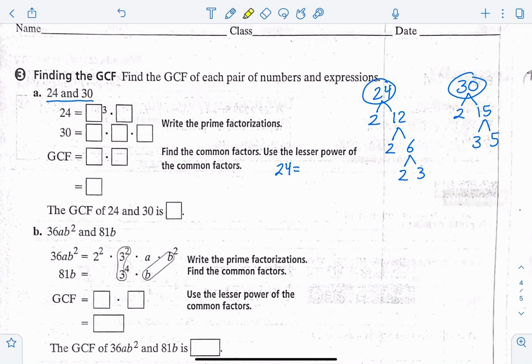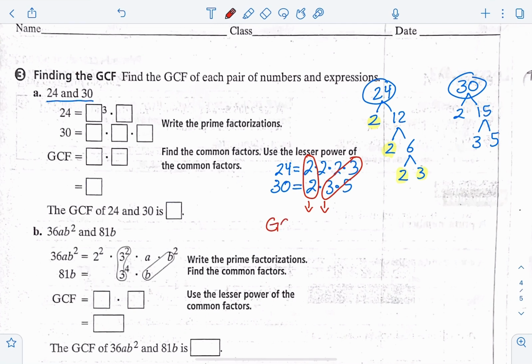And then you're going to list your prime factors. So you're going to have 2 times 2 times 2 times 3. Underneath it directly, you're going to write 30. And you're going to have 2 times 3 times 5. Then we're going to look at this and we're going to figure out what do they share. So they share a 2 and they share a 3. From that, we can figure out the GCF.